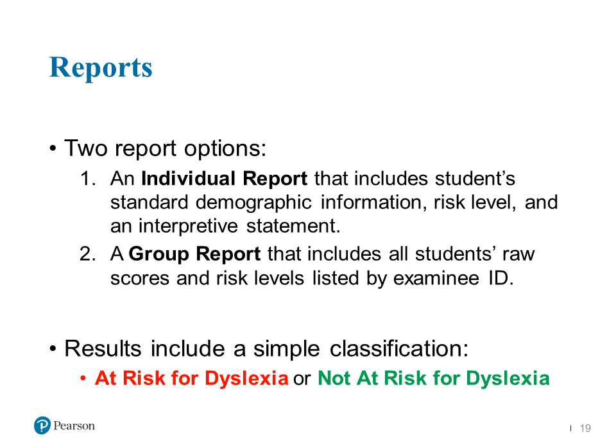I'll show you an example of that later on. It includes the demographic info, the risk level, and an interpretive statement. But you also have the ability to print out a group report. So if you're doing this at a more universal level or for larger groups of students, you can print out a report that includes all of the students' raw scores and risk levels by examinee ID. So you have the ability to run either one of those.